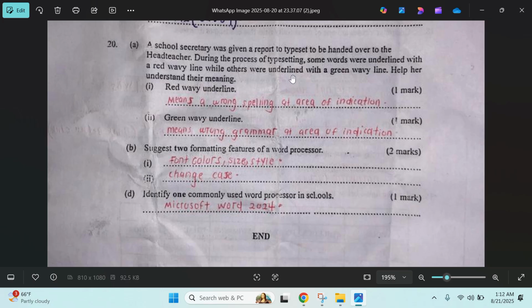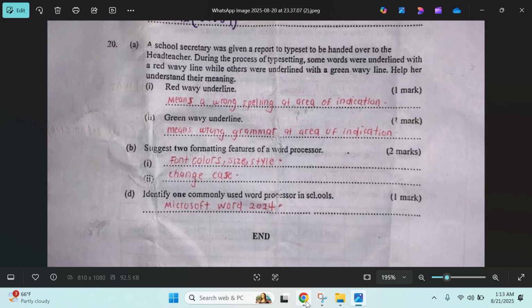So during the process of typesetting or typing, some words were underlined with a red wavy line, while others were underlined with a green wavy line. Help her understand their meaning. So part I, red wavy line meaning: it means that there is a wrong spelling at the area of indication. If the word has a red wavy line under it in word processing, it means your spelling is probably wrong at the area of indication.